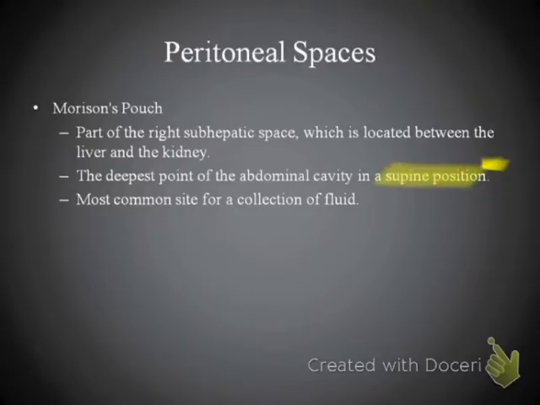In a supine position. Also, the reason why we focus on the Morrison's pouch is for one simple reason. It is the most common site for a collection of fluid in the abdominal cavity because it's deepest. It will collect the fluid the most when you are laying flat on your back. In other words, it's really specific to notice for an accumulation of fluid and will help you in distinguishing some abnormalities in the abdomen.